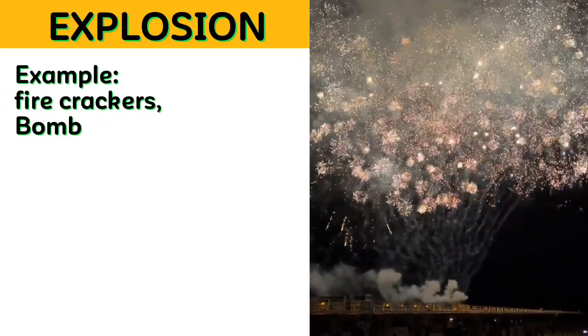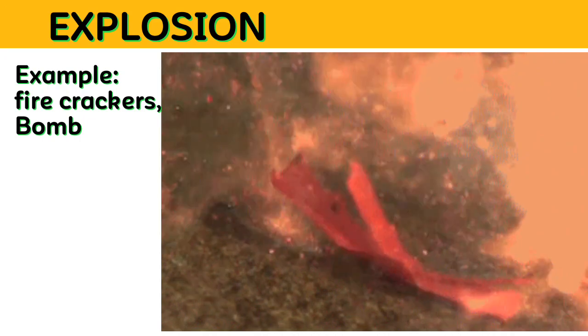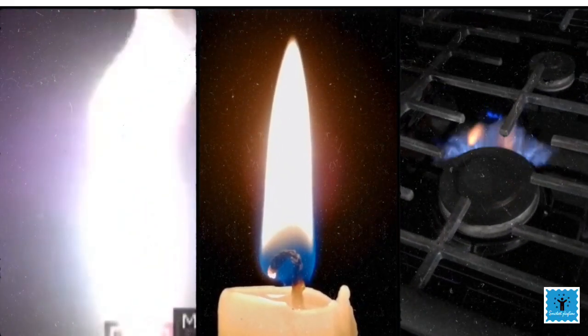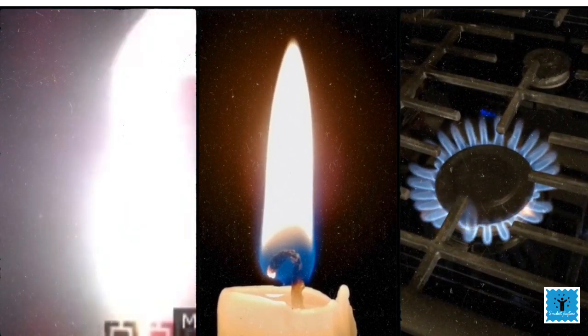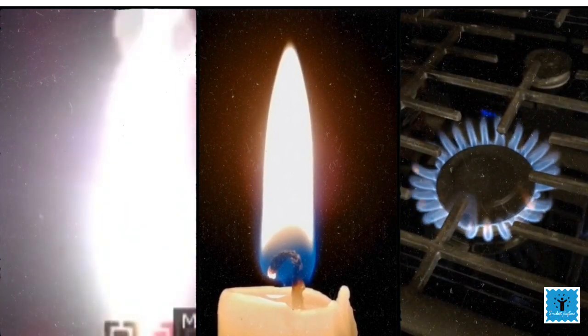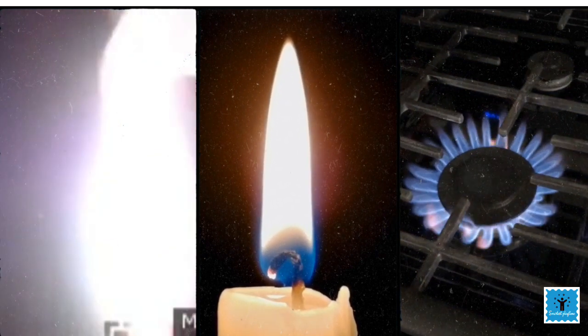Explosion can also occur when pressure is applied on the cracker. Now look carefully the burning of the following items: magnesium ribbon, candle flame, and LPG stove. All three materials form flame on burning, and you can easily notice the difference in the color of their flame.